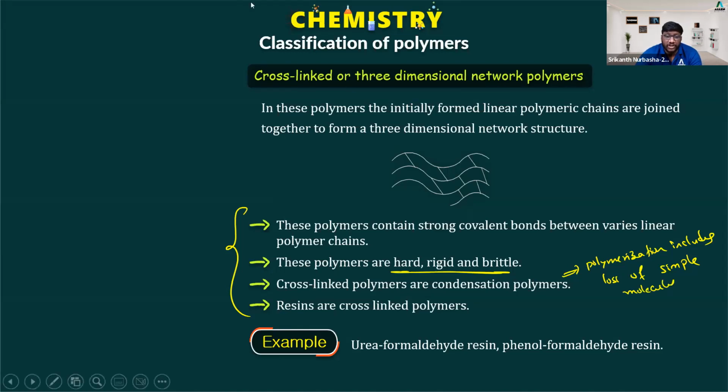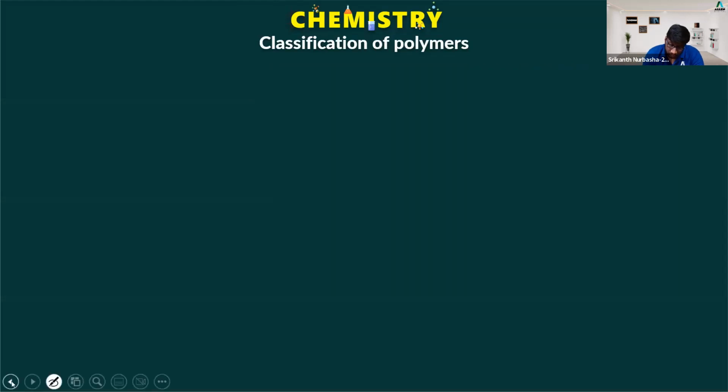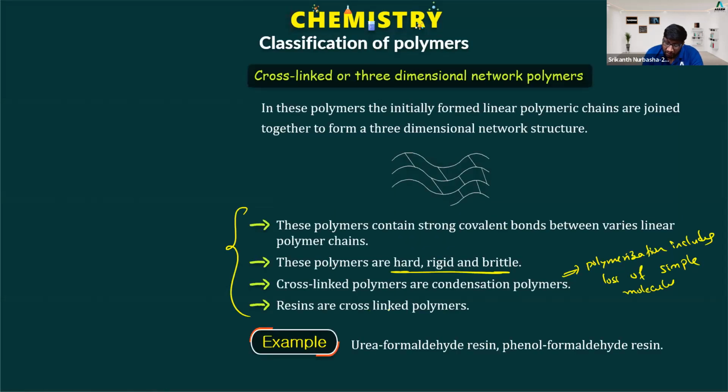Okay, condensation polymerization includes loss of simple molecules. And resins are cross-linked polymers. You will have different resins, like we'll be understanding about Bakelite, phenol formaldehyde, melamine formaldehyde, urea formaldehyde resins. We'll study about those condensation polymers, and they will be coming under these examples: urea formaldehyde resin, phenol formaldehyde resin. We'll understand how these resins are actually formed.